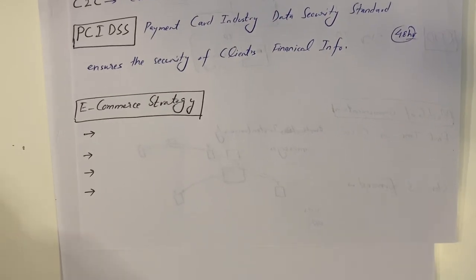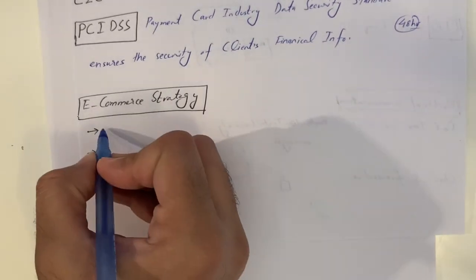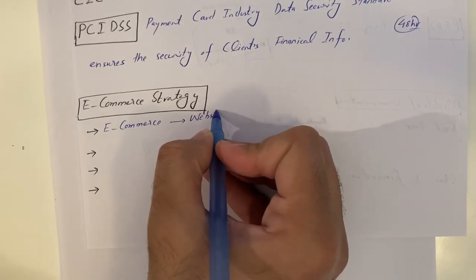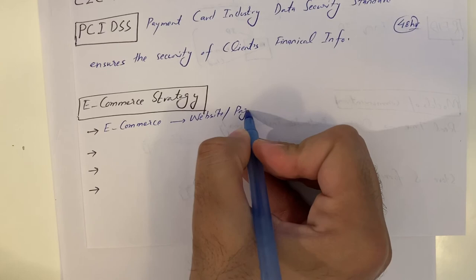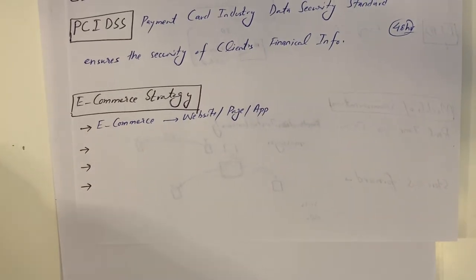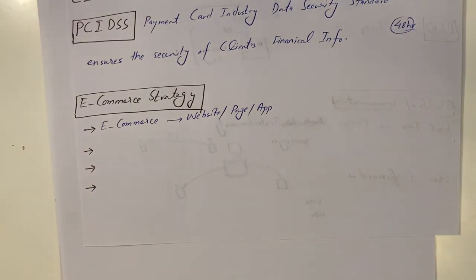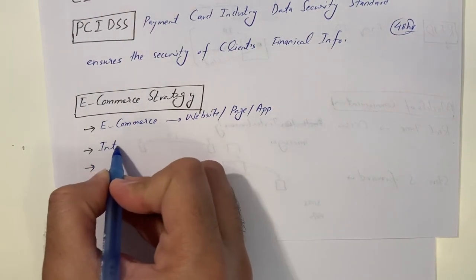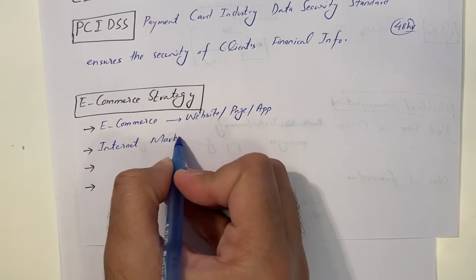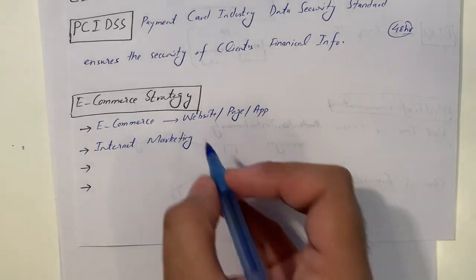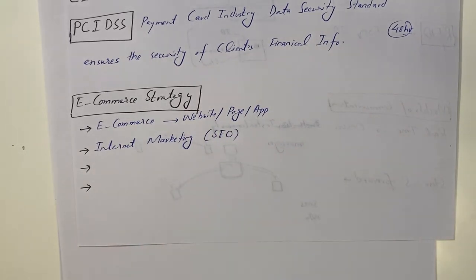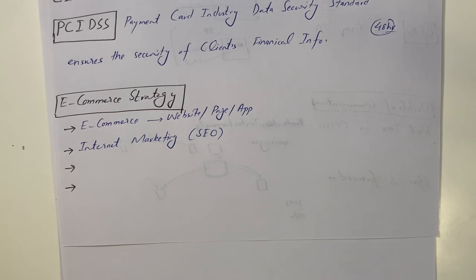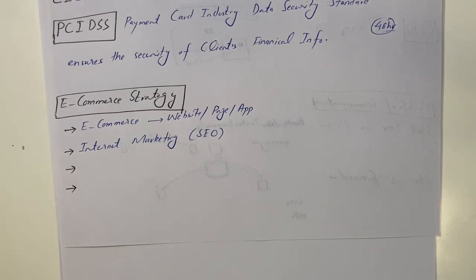For an e-commerce strategy, how you can implement your e-commerce, of course, you need four things. First of all, you need an e-commerce solution. An e-commerce solution means you have to have a website, or a Facebook page, or an application, a computer application or mobile application as well. Other than that, you have to have an internet marketing strategy. Internet marketing is how you make your website or app visible, which is called SEO, search engine optimization. For example, if anybody googles a shoe store near me, why should your shop show first? People spend thousands and sometimes millions of dollars on SEO.